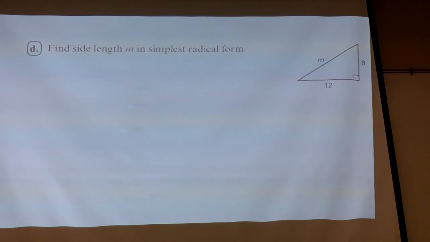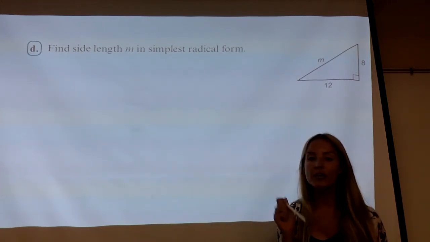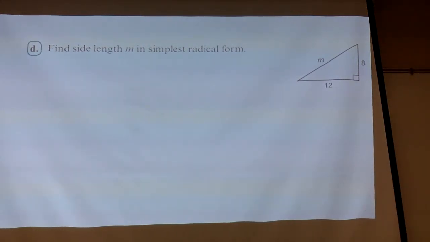Okay, we need to find side length m in simplest radical form. So be careful because radical form means that we're not going to put the square root in our calculator. You're going to leave the square root sign. So we're going to find an exact answer rather than an approximation. Okay, so we are going to find side length m and locate our right angle, which is right here. Those are our legs. So that means that I need to add 12 squared. This is going to be my A and my B. And my hypotenuse this time is going to be the M. So you can go ahead and pause it and work it out.